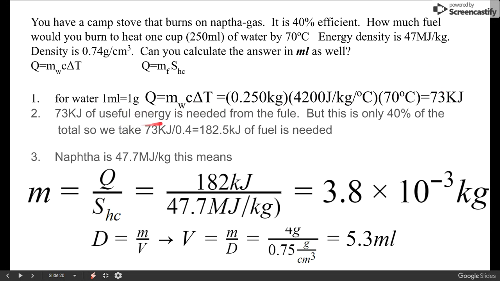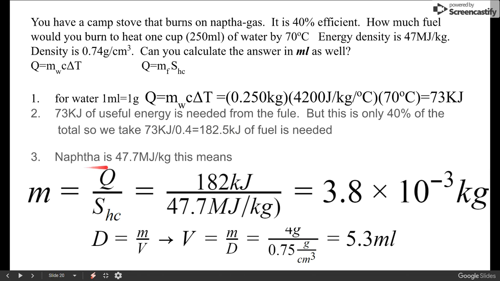To get that 73 kilojoules of useful energy from the fuel, the stove is only 40% efficient. So we need 2.5 times more energy than this to get it. So we take 73 kilojoules divided by 0.4. We see that we need 182.5 kilojoules of fuel, from which 40% of that energy is the 73 kilojoules we wanted.